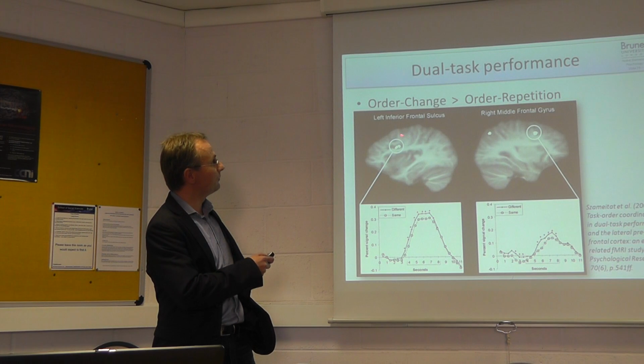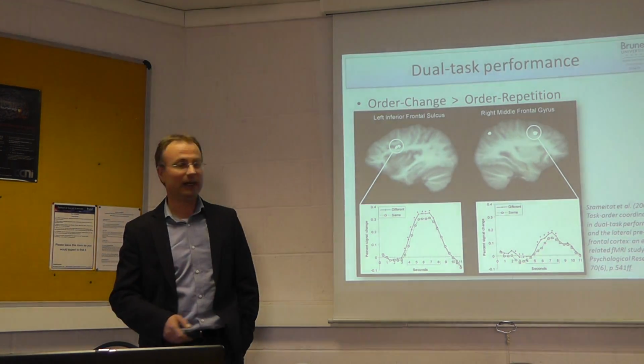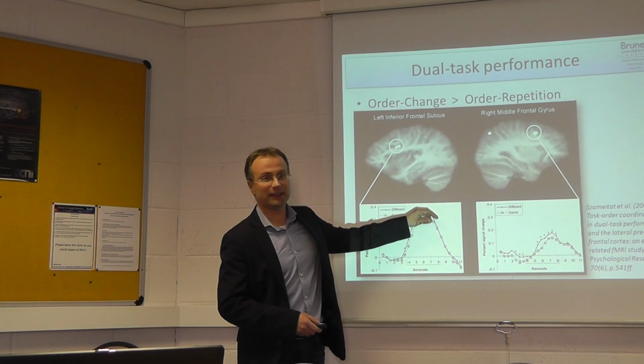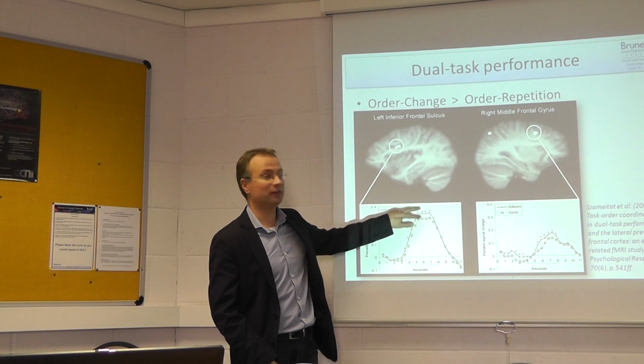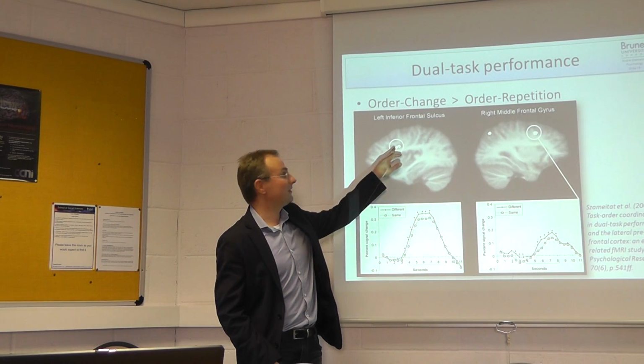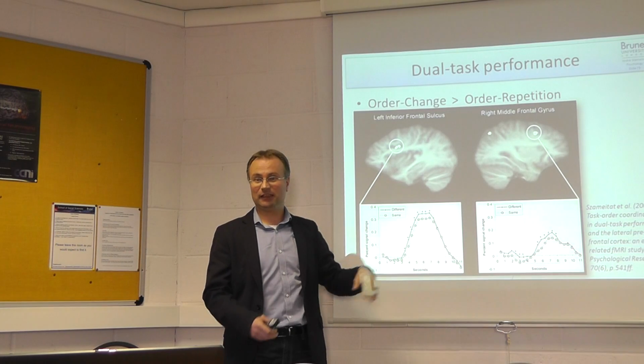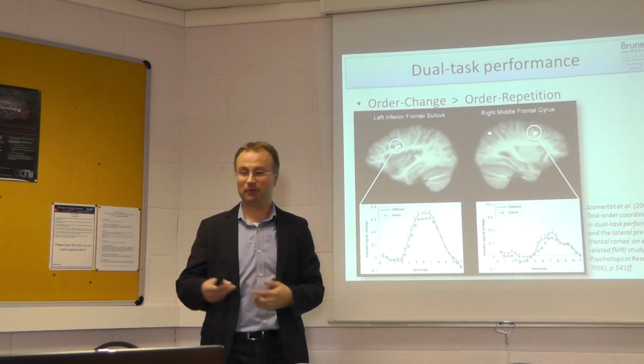And again, we found the lateral prefrontal cortex in the left and right hemispheres, and we're able to show that in switch trials, activity is higher than in repetition trials. But like in task switching, it's a relative difference. These areas are highly active in trials where we have the same order as well.